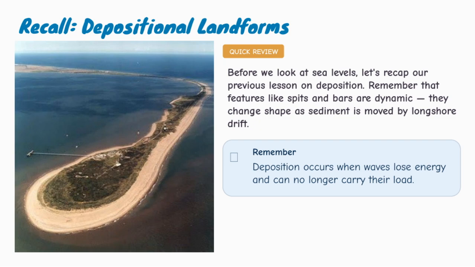A spit is a ridge of sand or shingle that extends out from the coast into the sea or across a river mouth. These landforms remind us that coastlines are never fixed. They are constantly changing because of waves, tides, currents, sediment movement, and sea level change. Today, we are adding another layer to that understanding. What happens when the coastline itself shifts because sea level or land level changes?